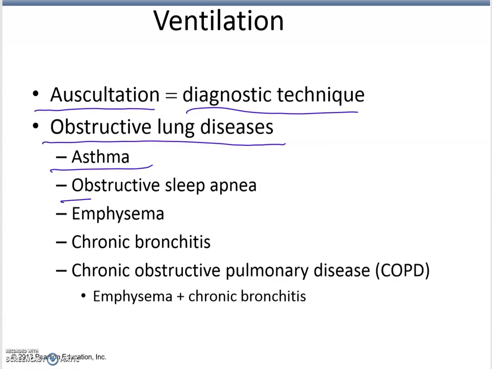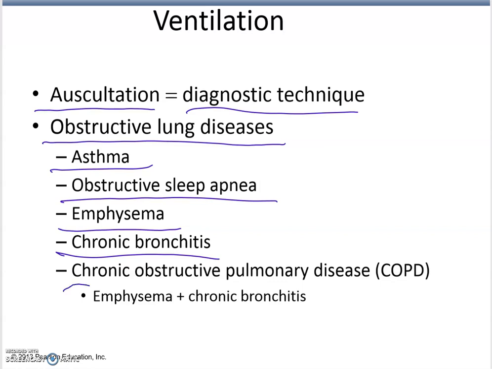Some people also have obstructive sleep apnea. It could be that your tongue rolls back and obstructs your airways. That would be obstructive sleep apnea. Emphysema and chronic bronchitis, these are all reasons why you might have obstructive lung disease that makes it harder to especially breathe out.